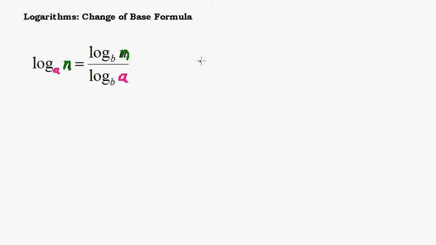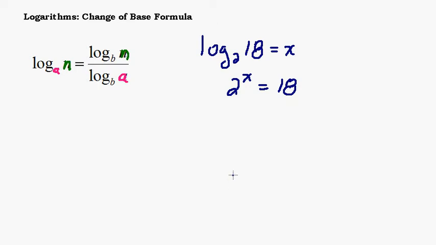Okay, let's go back to this problem, log base 2 of 18. And let's say I was going to figure this out a different way, and I set this equal to x, and then I changed it to its exponential form like that. Now, another way I can solve this, and you should know how to do this method also, is to take the log of both sides. Anytime you have a variable in an exponent, you want to take the log of both sides so you can get that variable out of the exponent.